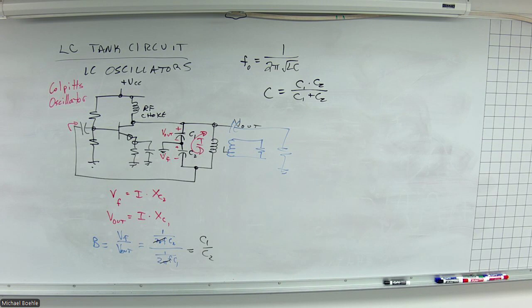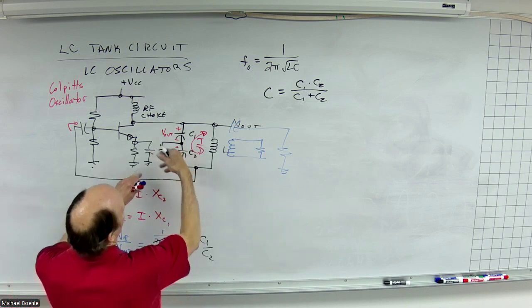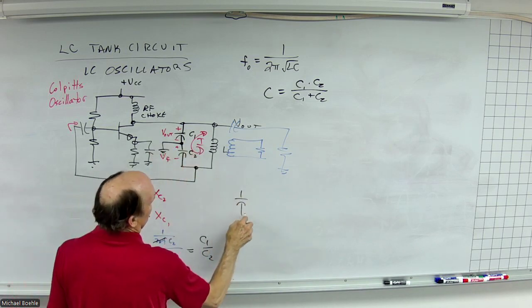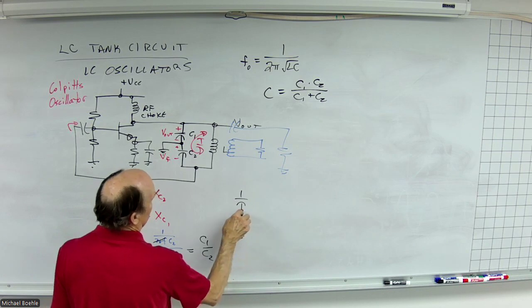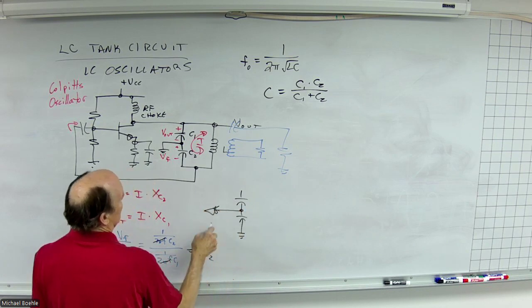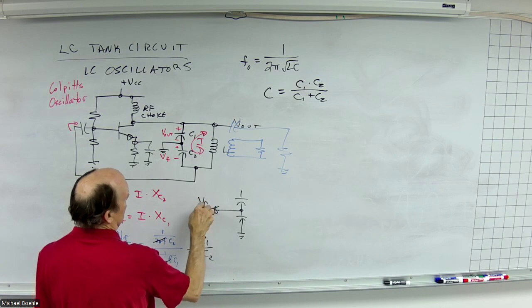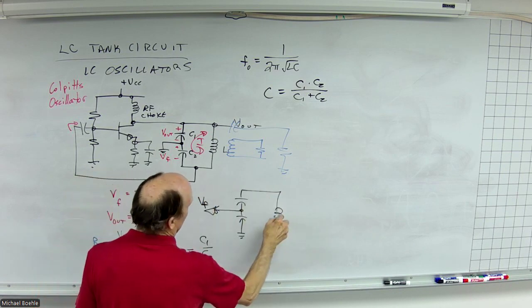If I change this to a common base amplifier, and I'm not going to redraw the circuit, he has it in the book and everything. But if I change this to a common base amplifier, basically what I can do in my feedback loop is ground is here. There's your feedback. Feedback voltage is right there.